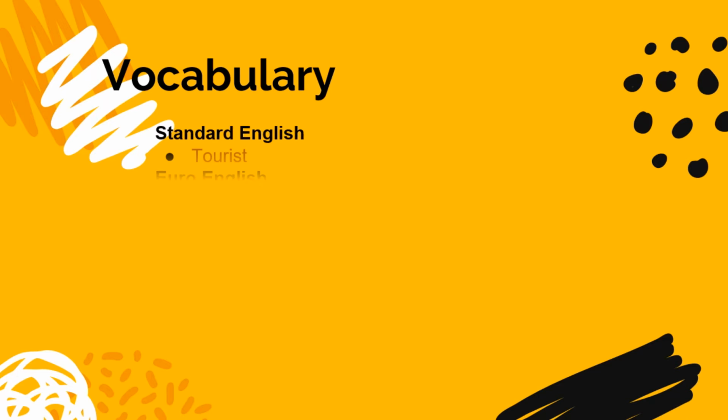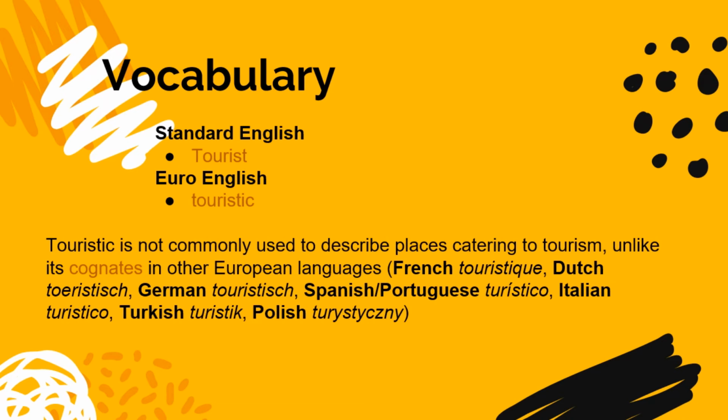Vocabulary is divided into two: Standard English and Euro English. Standard English is considered to be tourist, while Euro English is considered to be touristic. And the difference is, touristic is not commonly used to describe places catering to tourism, unlike its cognates in other European languages. Now here are some examples for you to understand better.